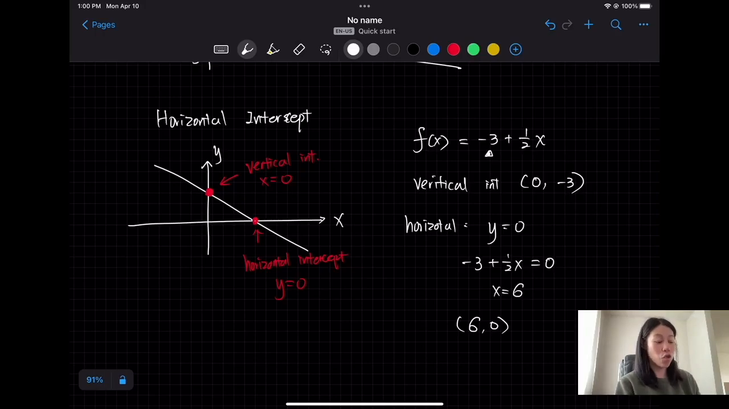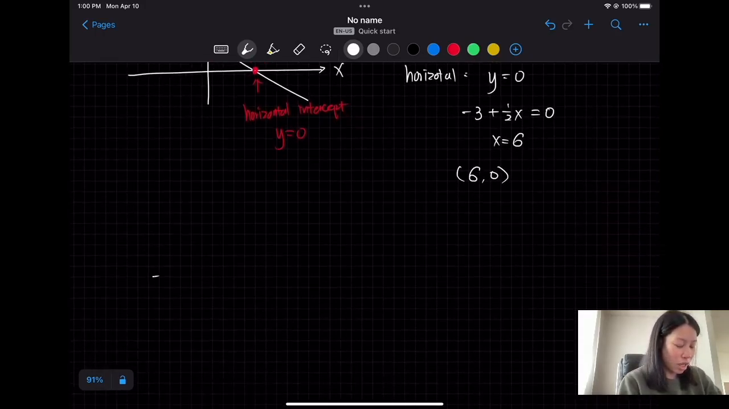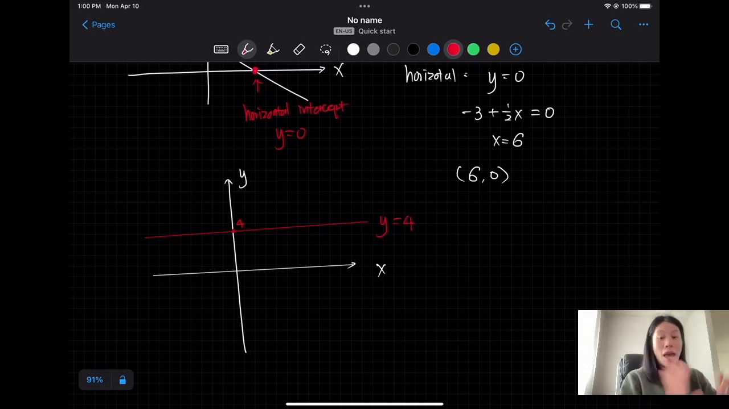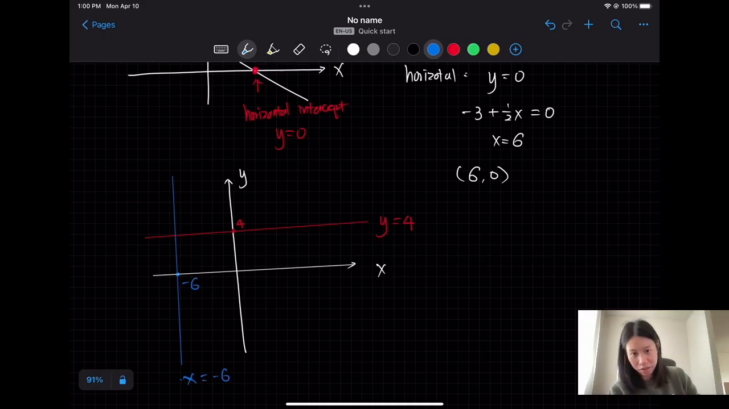Another two important things are the horizontal line and the vertical line. So this is y, this is x. For a horizontal line, if the graph looks like this, for example, this is 4, then we can write this linear function as y equals 4, or any other number. If we have a vertical line, let's say this is -6, then the equation is x equals -6.